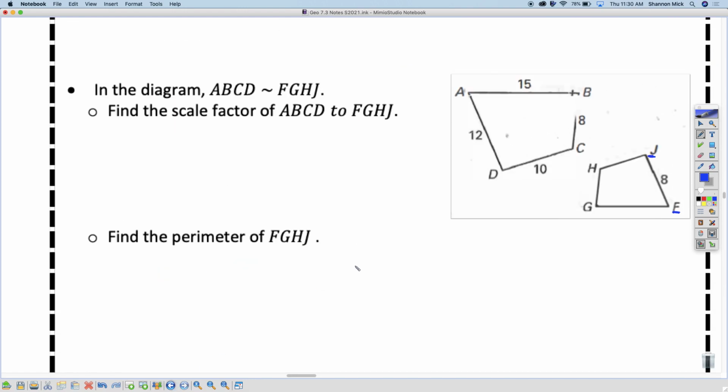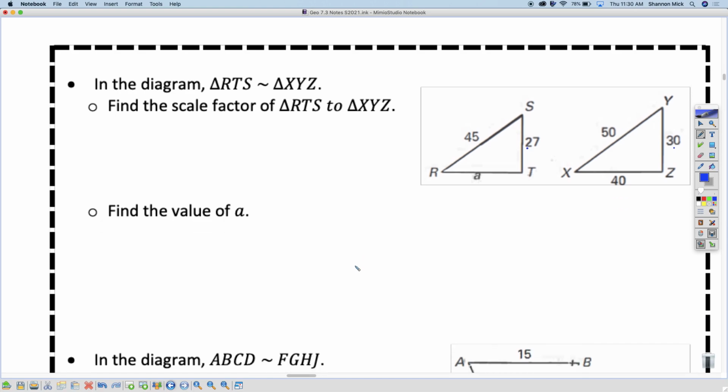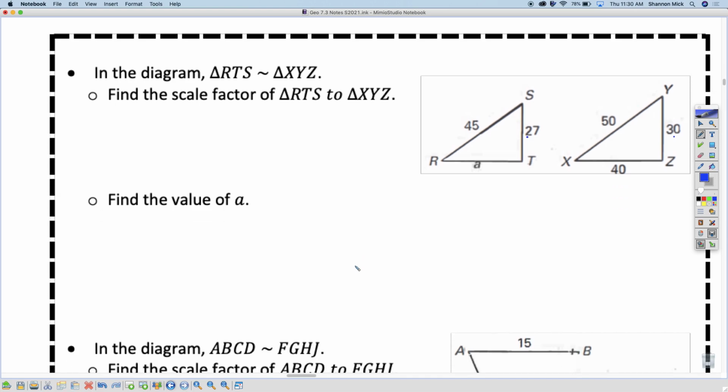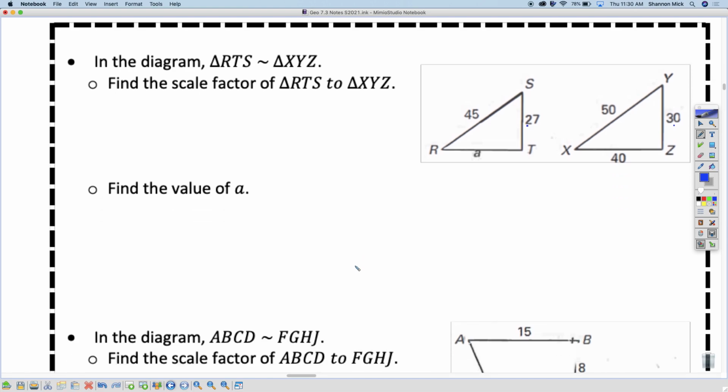Okay, so we're going to do one more and then you're going to do one by yourself. And it gets a little tricky. It talks about perimeter. So you'll do the scale factor by yourself and then we'll do the perimeter part. Find the scale factor and then find A. Why don't you just do this one by yourself? You ready? One more together.